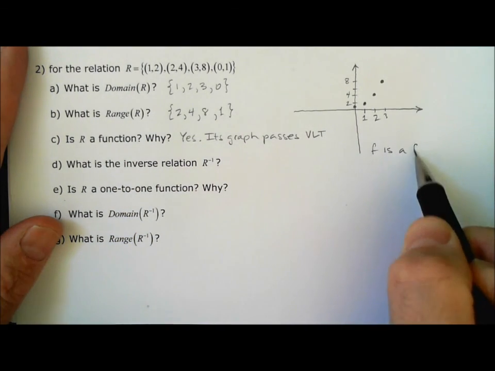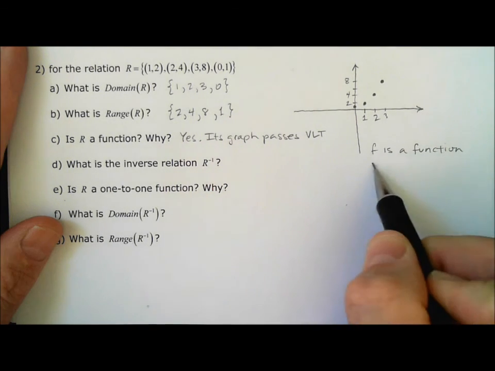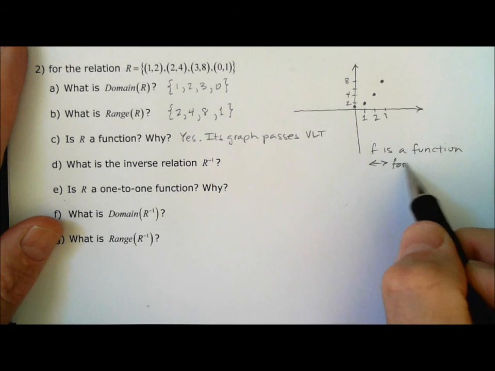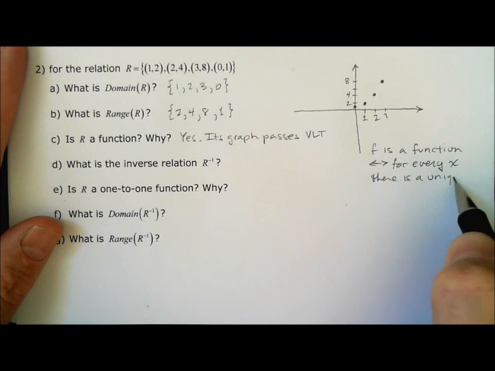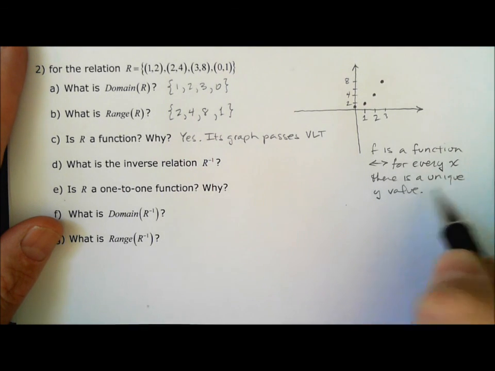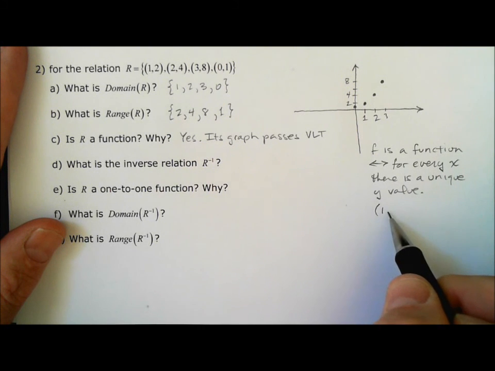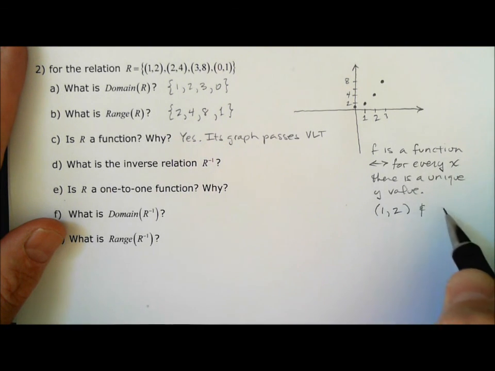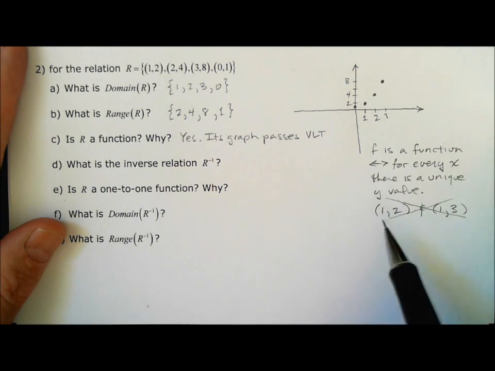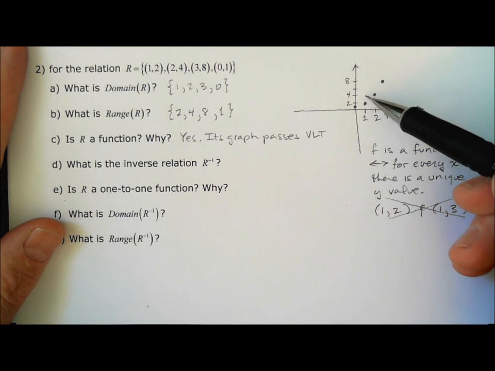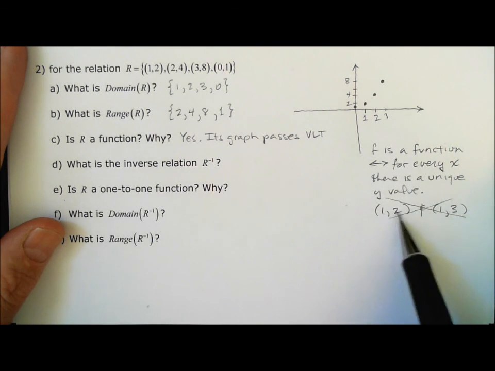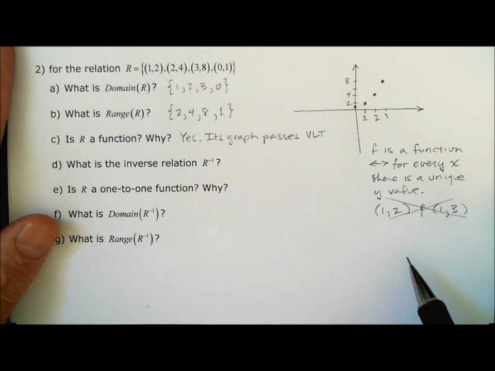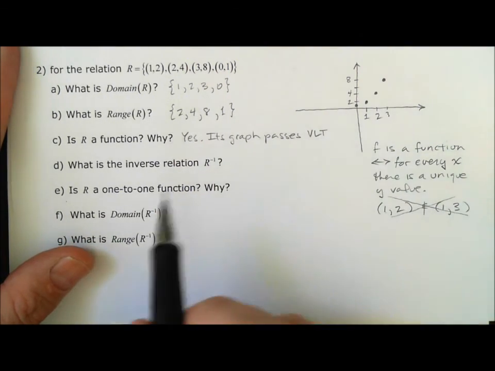F is a function if and only if for every x there is a unique y value. That means you can't have something like 1, 2 and 1, 3. This would correspond to a point right above 1, 2 and failing the vertical line test. Or alternatively, f would be sending 1 to both 2 and 3, which is fine for a relation, but doesn't make a function.